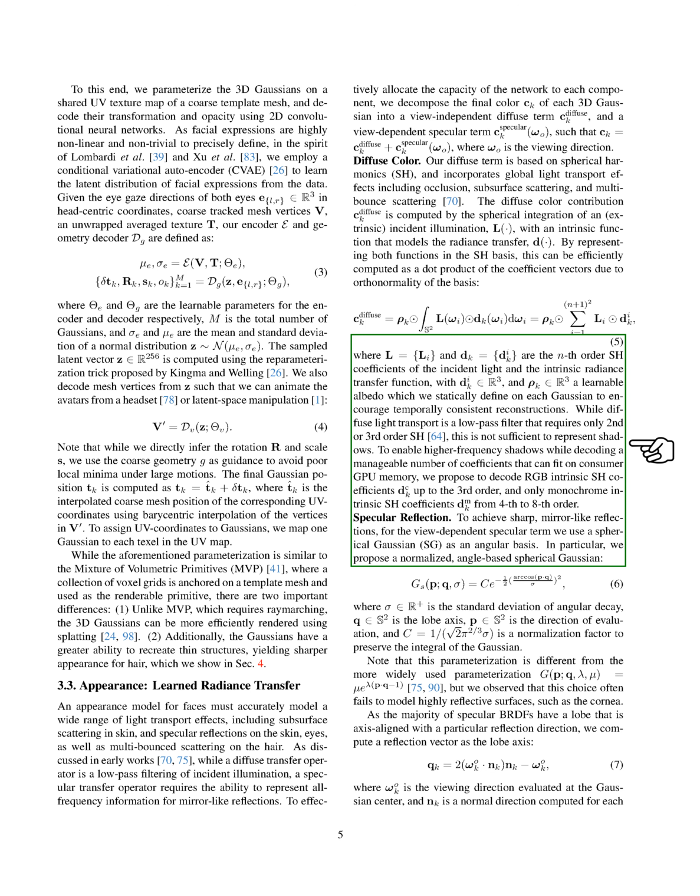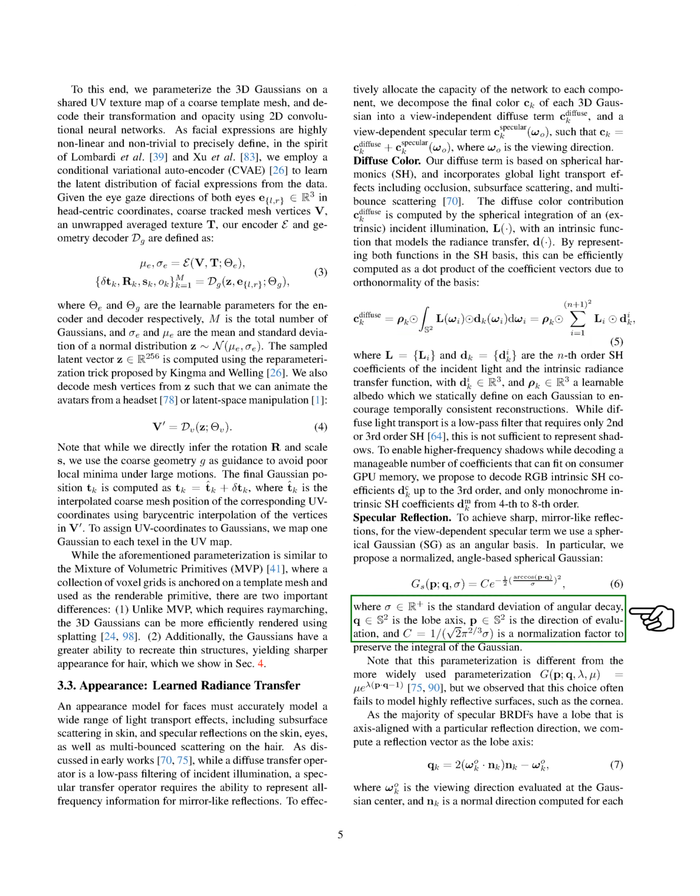To enable higher frequency shadows while decoding a manageable number of coefficients that can fit on consumer GPU memory, we propose to decode RGB intrinsic spherical harmonics coefficients up to the third order, and only monochrome intrinsic spherical harmonics coefficients from 4th to 8th order. To achieve sharp, mirror-like reflections, for the view-dependent specular term we use a spherical Gaussian as an angular basis. We propose a normalized, angle-based spherical Gaussian, where the standard deviation of angular decay, the lobe axis, the direction of evaluation, and a normalization factor to preserve the integral of the Gaussian are taken into account.